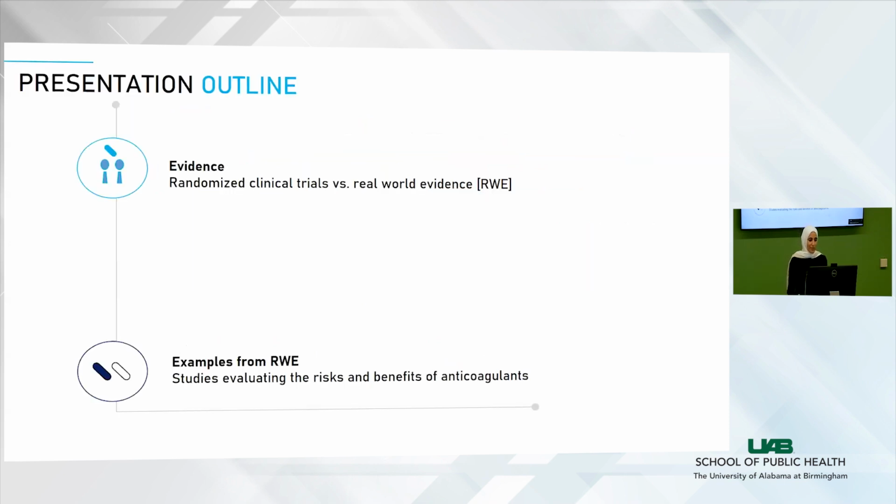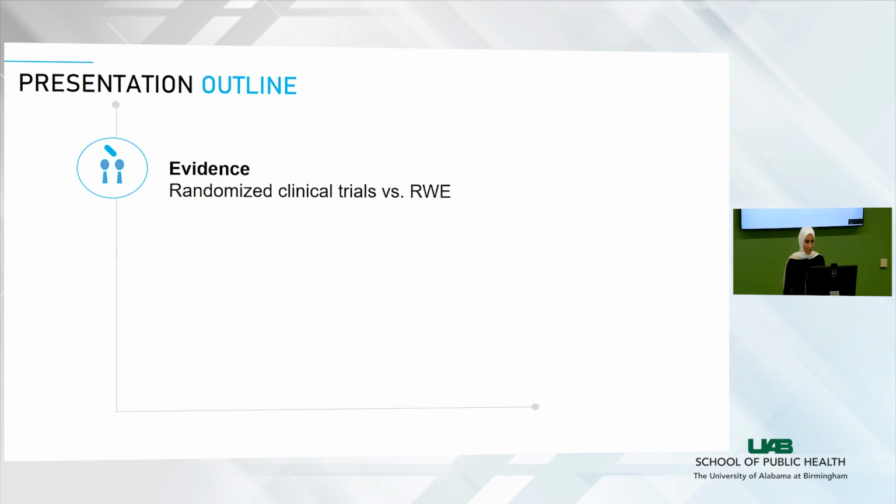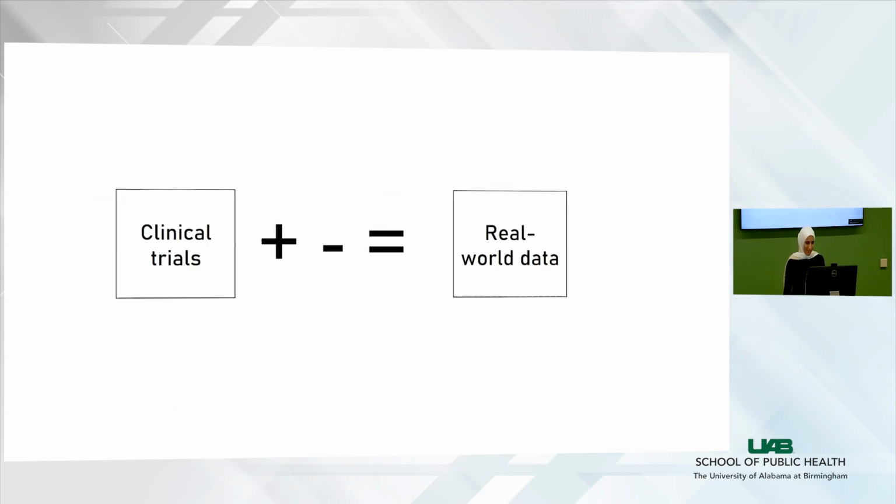So this is a brief presentation outline. At the beginning of this presentation, we'll compare two types of the most commonly used evidence for the evaluation of treatment efficacy, effectiveness, and safety. Mainly, we will compare randomized clinical trials versus real-world evidence. And then after that brief introduction, we'll move to cover a few examples of studies evaluating anticoagulants using real-world data. So let's start with the first portion.